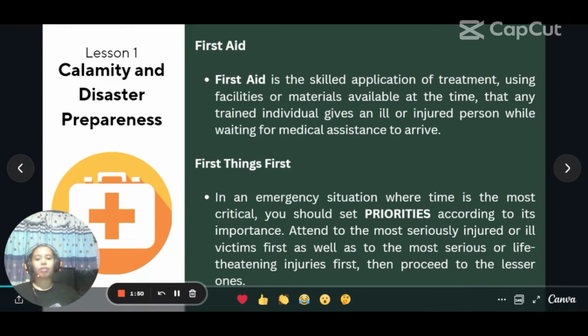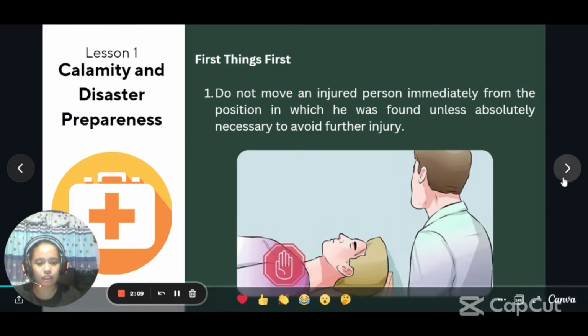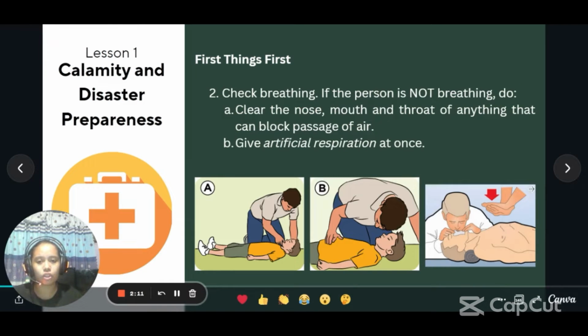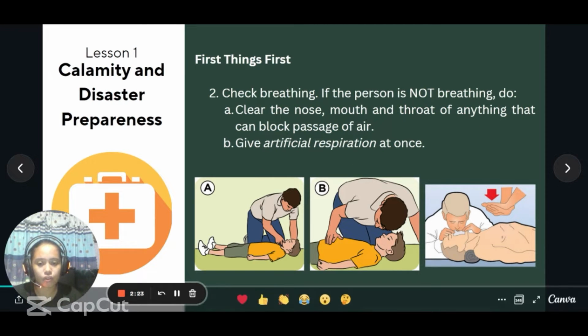So, next slide. Number one, do not move an injured person immediately from the position in which he was found unless absolutely necessary, to avoid injury. So next, number two, checking breathing. If the person is not breathing, do A. Clear the nose, mouth, throat, and anything that can block the passage of air.